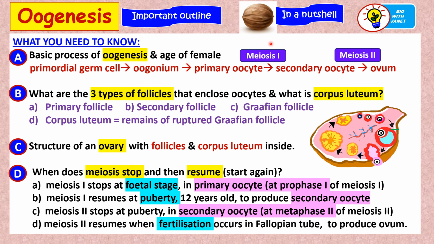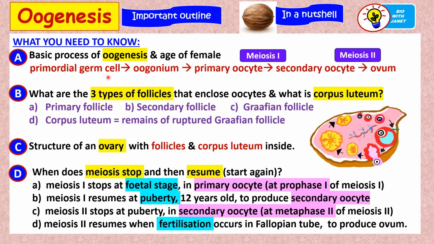So here's an important note on oogenesis. That is what you need to know about oogenesis. I've broken down the video into 4 stages, A, B, C, D, to help you to understand each stage better, and to understand the whole process more easily. Now, the basic process of oogenesis is the first thing that we will discuss, and the age of the female at each stage of oogenesis.